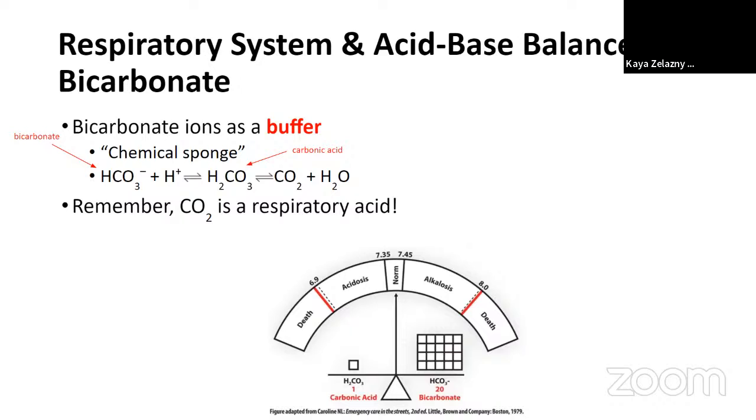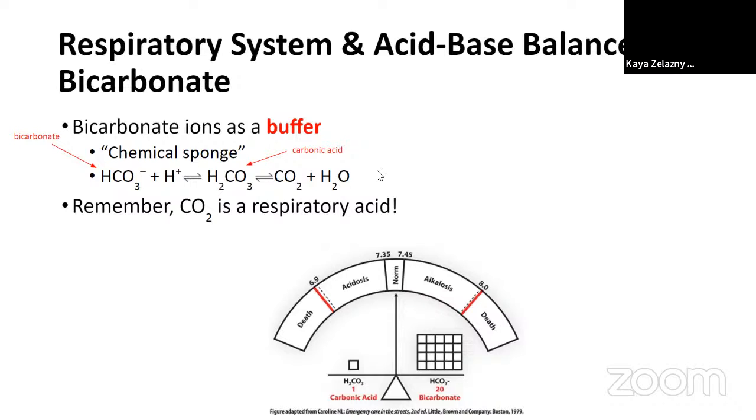However, the main molecule that we're going to think about as acting as a buffer, and especially the main one we're going to be talking about when we get to the renal function, is bicarbonate. So we think of bicarbonate as a chemical sponge. We have our bicarbonate ions, and when they join together with our hydrogen ions, this makes carbonic acid, which we've seen before. Carbonic acid can dissociate into carbon dioxide and water.